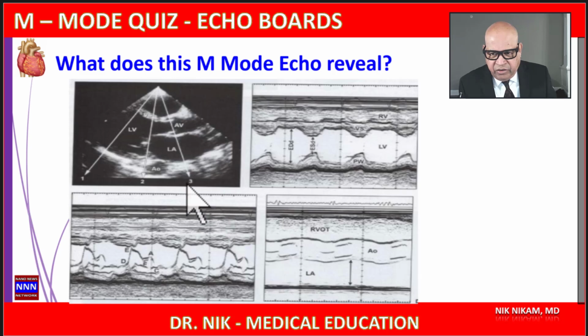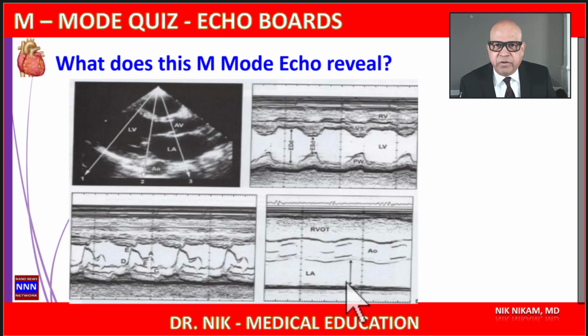And here this is at the aortic leaflet or the aortic cusp level, and you can see the closure and opening of the aortic cusp, which corresponds with the electrocardiographic cycle. Then we have the left atrium here.